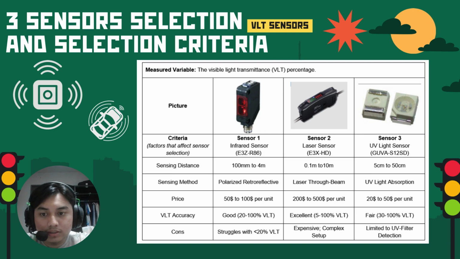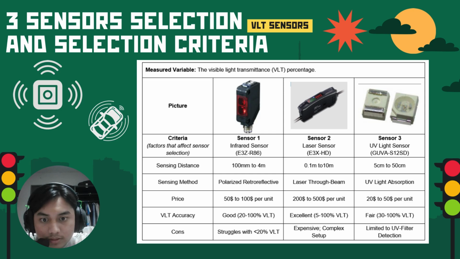So these are the three sensor selection and selection criteria. So the first one is criteria. First sensor is infrared sensor, and the second one is laser sensor, and the third one is UV light sensor. So for the sensing distance, the infrared sensor has the second highest, which is 100 mm to 4 meter, and the second sensor laser sensor from 0.1 meter to 10 meter, and sensor 3 5 centimeter to 50 centimeter.